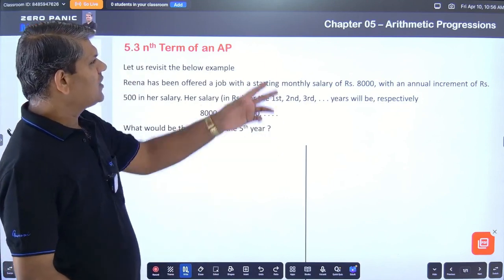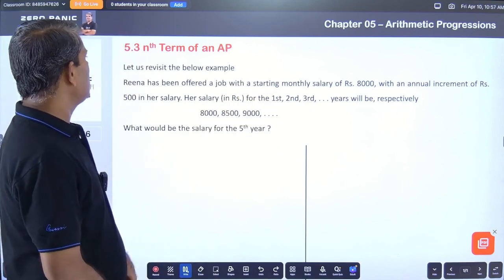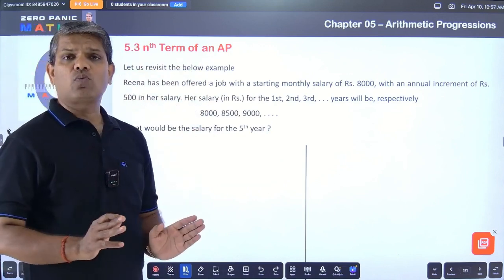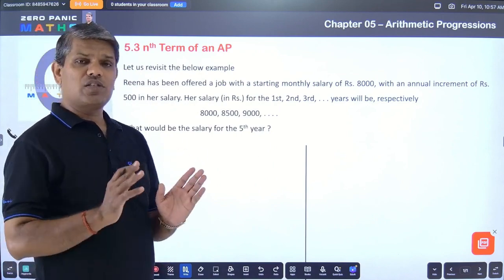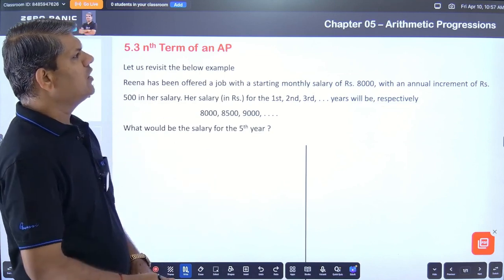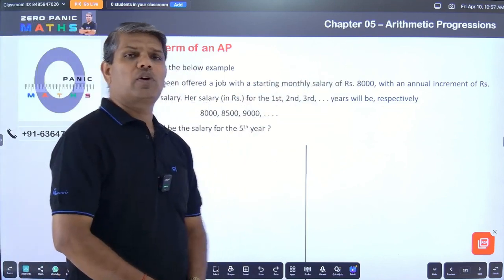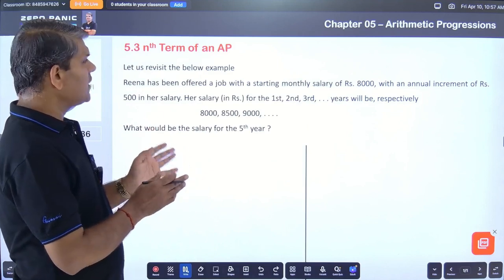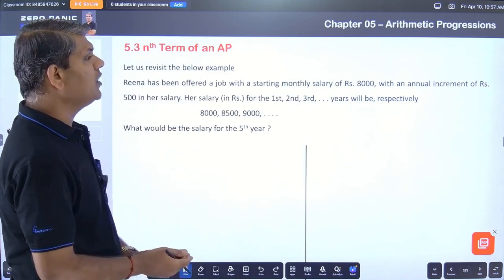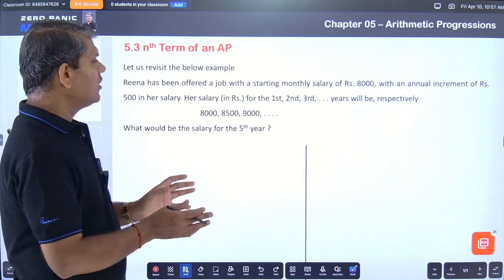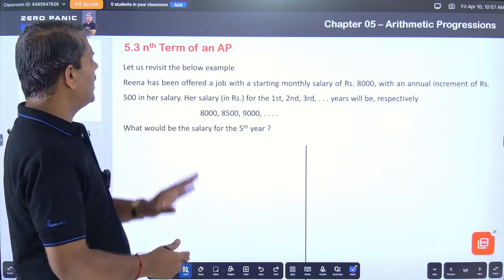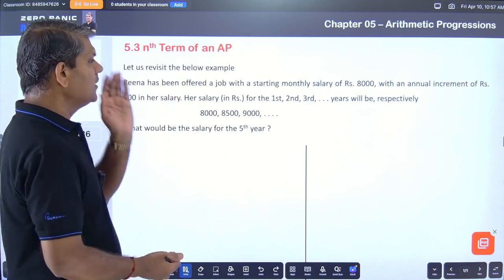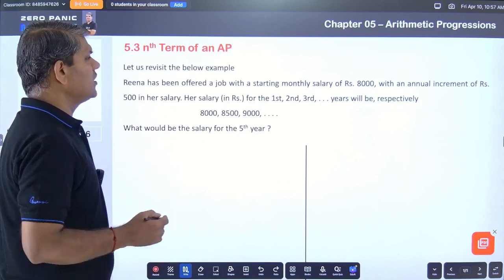In today's session, let us continue our discussion on arithmetic progressions and finding the nth term of an arithmetic progression. Before you start watching today's session, I suggest you please watch the introduction video on chapter 5, arithmetic progression, wherein we have studied what an arithmetic progression is, what the first term is, and how to find the common difference. All that knowledge will help you in better understanding the concept of the nth term of an arithmetic progression. Okay, so let us continue our discussion today.